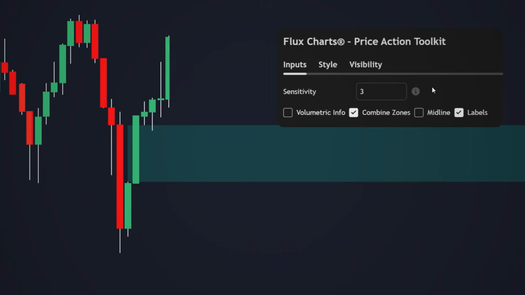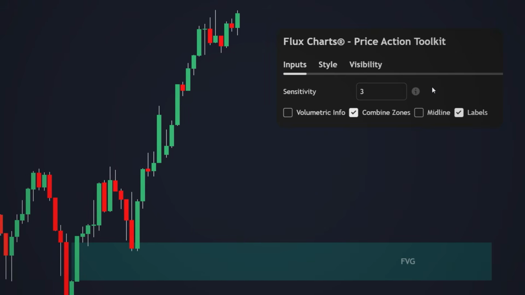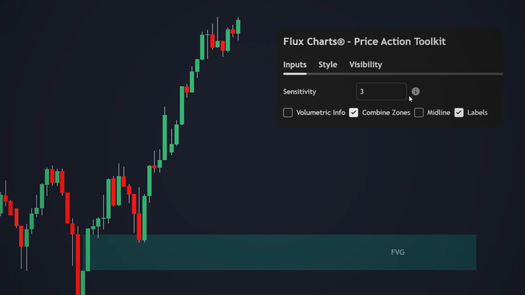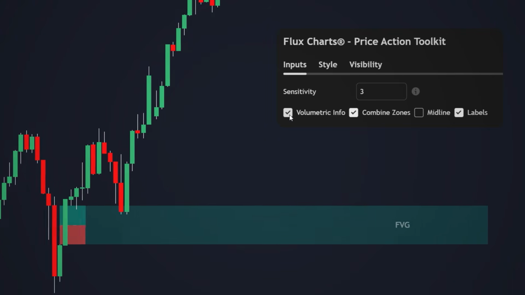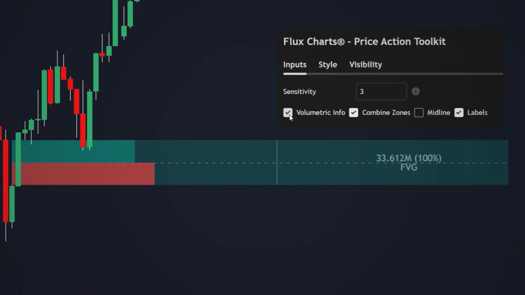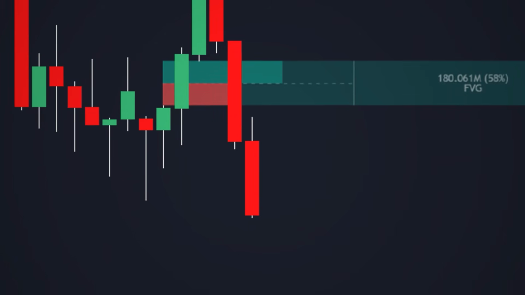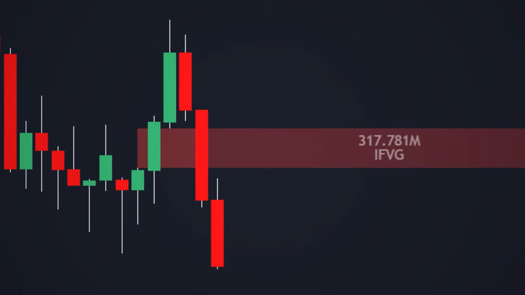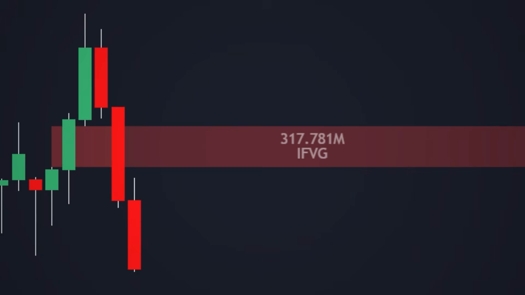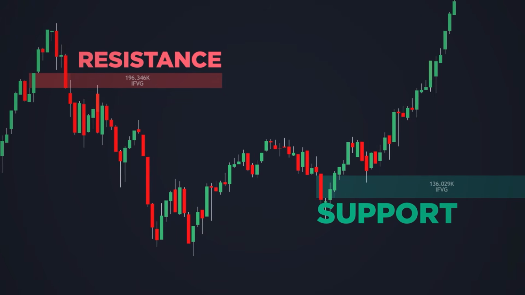These gaps are perfect for catching pullbacks and finding safer entries. But to find the best gaps, you should turn on the volumetric info. Just like order blocks, you get a volume profile for each FVG. You can easily filter weak gaps this way, but price doesn't always respect FVGs. Sometimes it just cuts right through them, and when this happens, the FVG turns into an inversion fair value gap, or IFVG. Just like breaker blocks, they act like support and resistance.